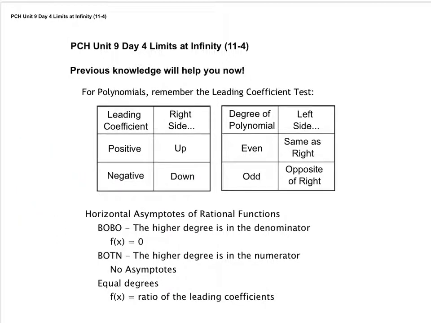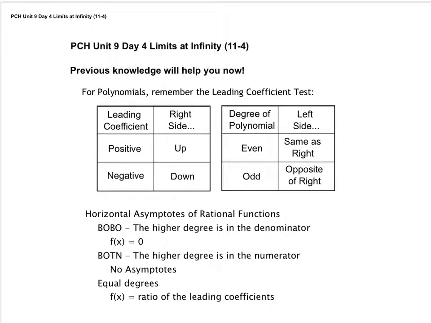Another thing is the rational functions and the horizontal asymptotes. Okay? One of the things with the horizontal asymptotes is that they are the limit as x is approaching infinity or negative infinity. Okay? If you have a rational function, the value that function is approaching is the asymptote, the horizontal asymptote. So this is where Bobo-Botten comes in. All right? You remember Bobo-Botten? Bigger on the bottom. If the degree is higher on the bottom in the denominator, then it's f of x equals 0.